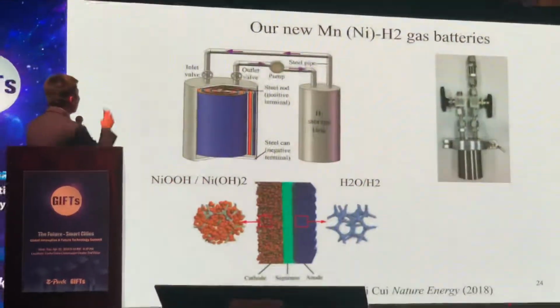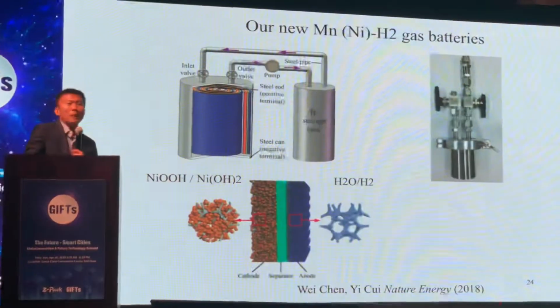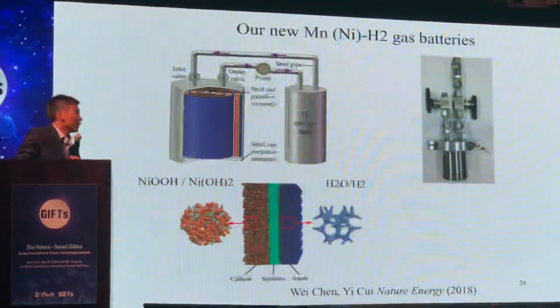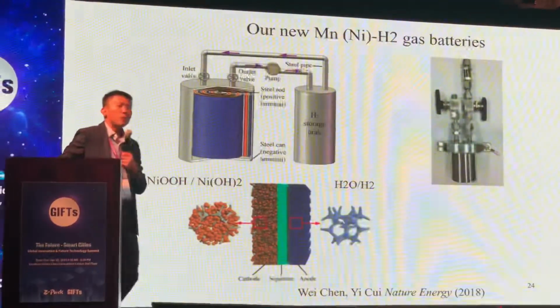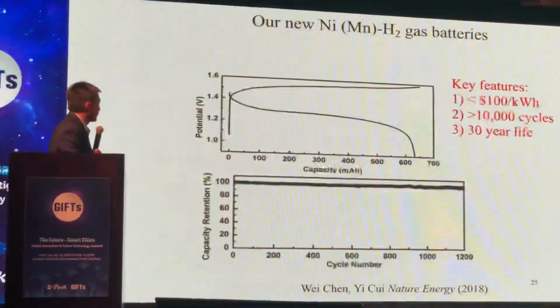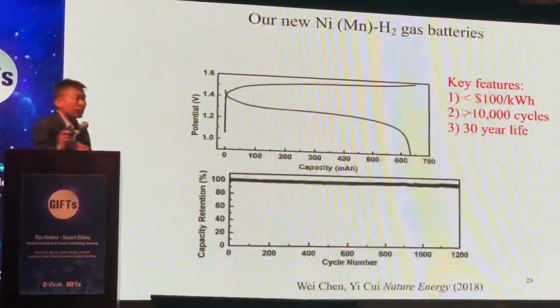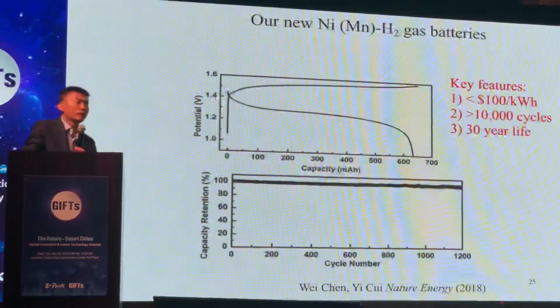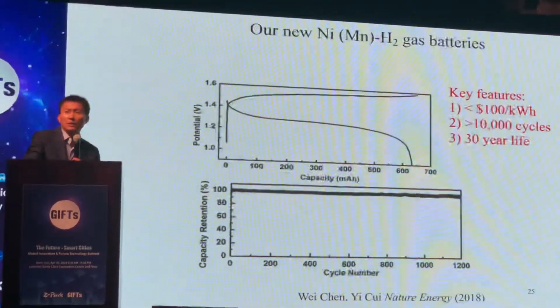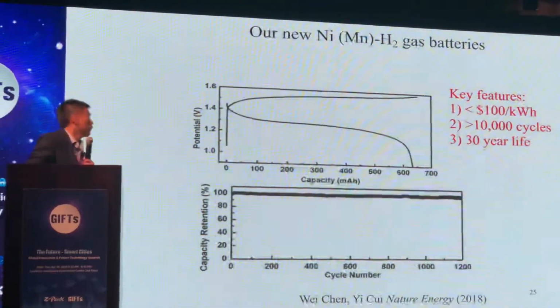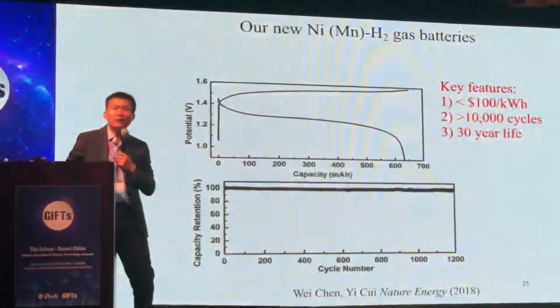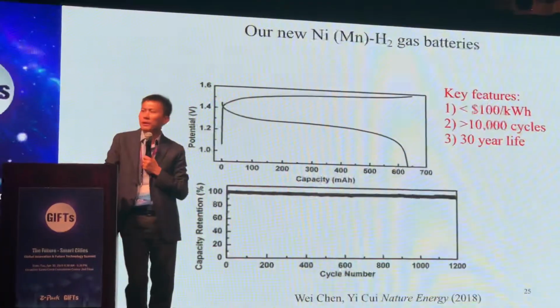So we have been inventing a new type of technology, our manganese nickel hydrogen gas battery. This allows us to build the battery cell using very low cost materials, and the cycle life lasts more than 10,000 cycles. That's really, really long. This technology can go for 30 years, and nowadays you don't see any batteries that can go for 30 years.